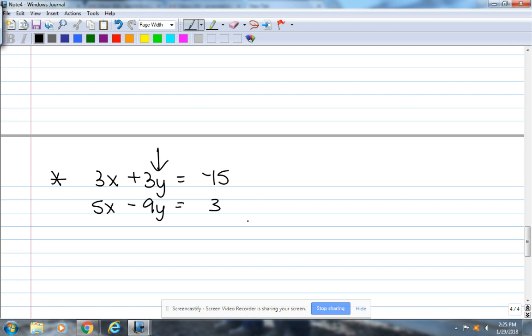Because doesn't one of them go into the other? Say 3 goes into 9 3 times. Then make this one a positive 9 while I do that. Try that. Just copy the bottom. 9x.